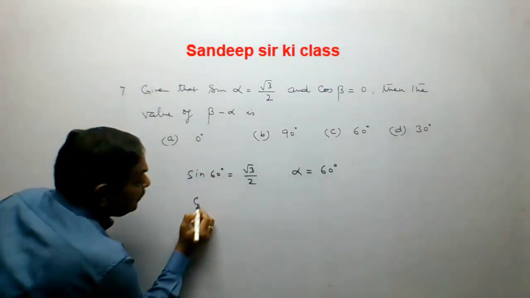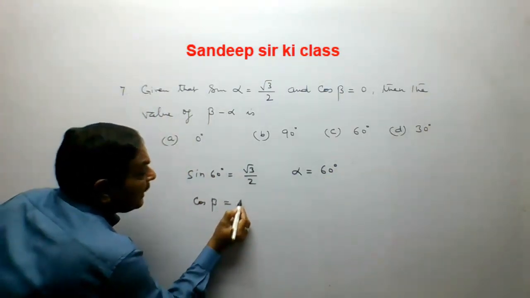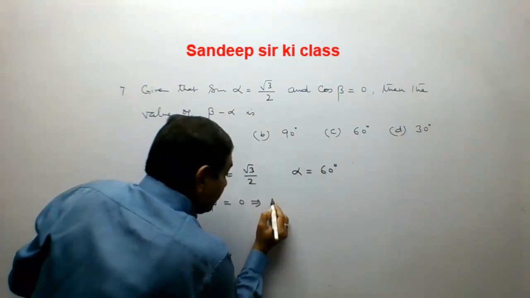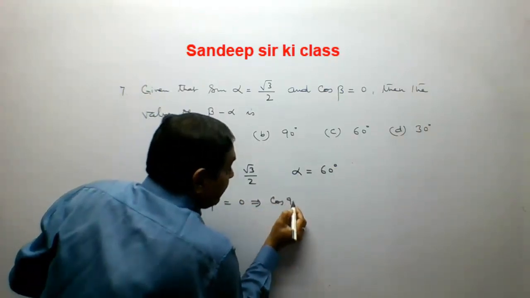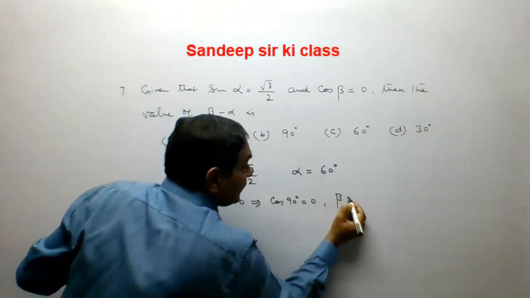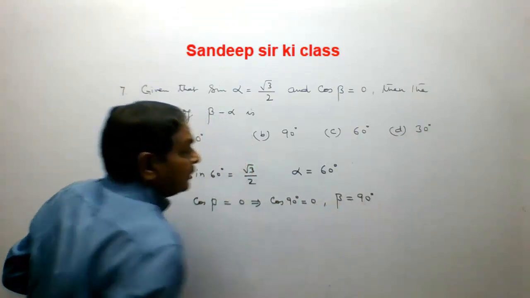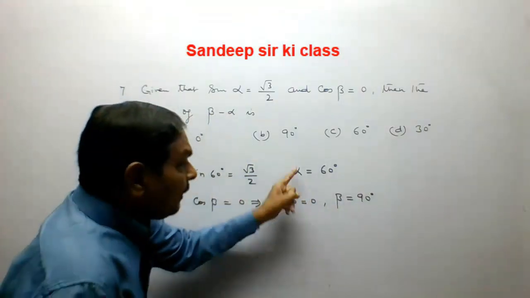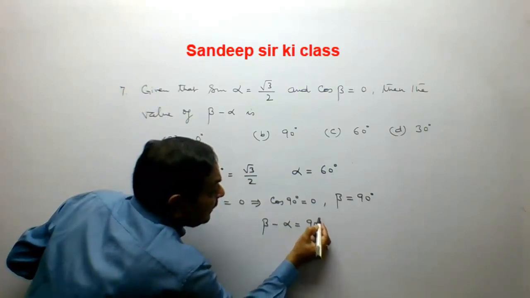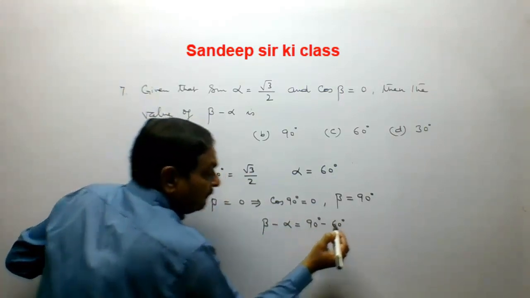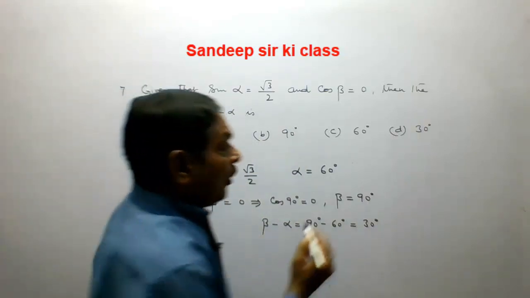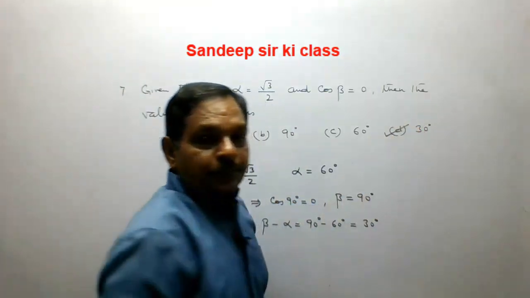Similarly, cos beta we have been given as 0, which means we know that cos 90 degree is equal to 0, that is beta is equal to 90 degree. So beta minus alpha will be 90 degree minus 60 degree, which is equal to 30 degree. So here option D is the correct option.